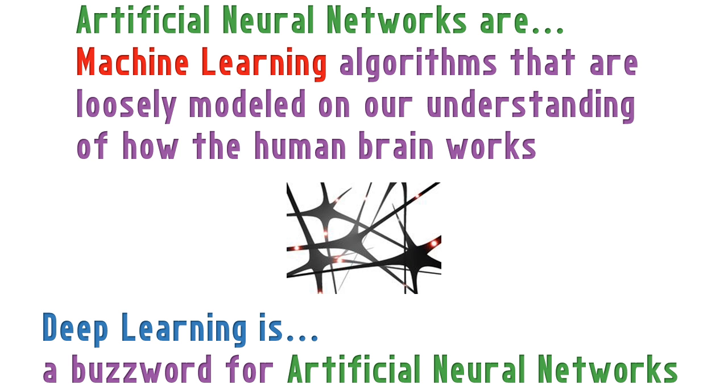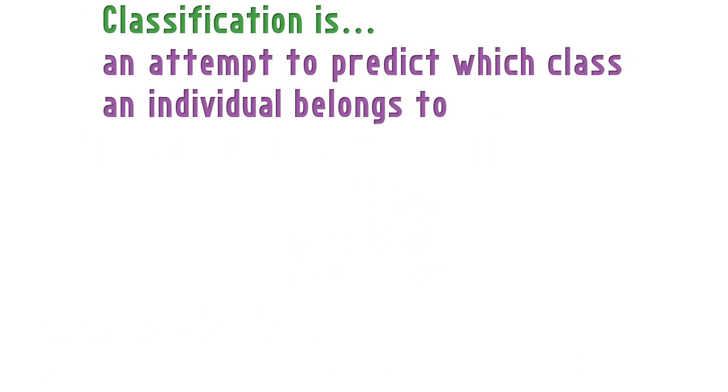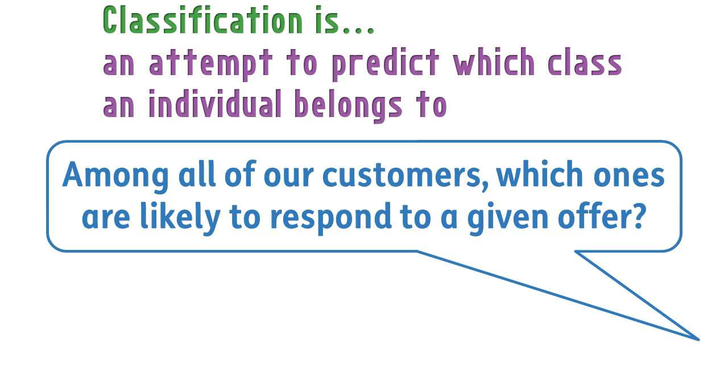There are too many data mining algorithms to discuss all of them now, but there are only a few fundamentally different types of tasks that these algorithms address, and I will concentrate on 4 of these. Classification is an attempt to predict which class an individual belongs to. An example classification question would be, among all of our customers, which ones are likely to respond to a given offer?